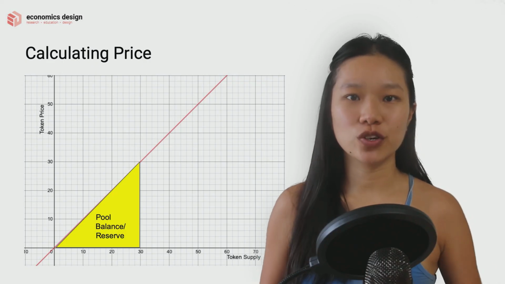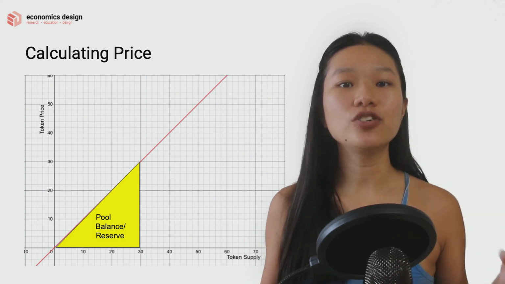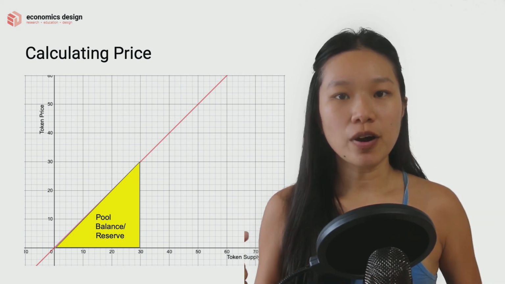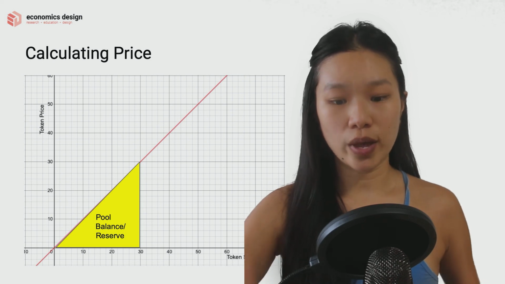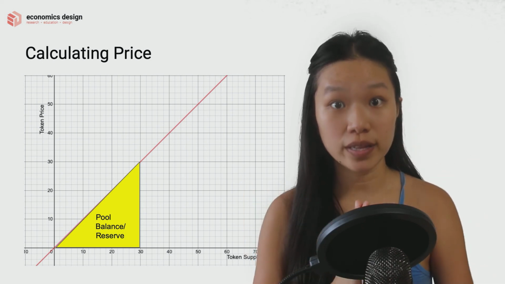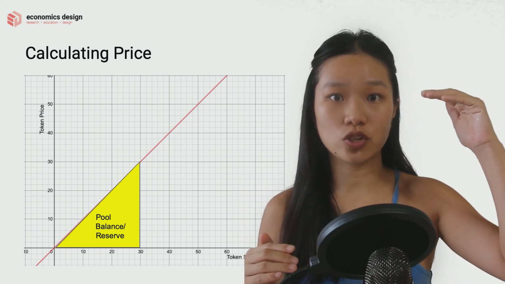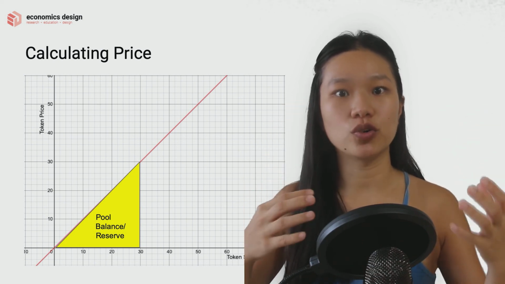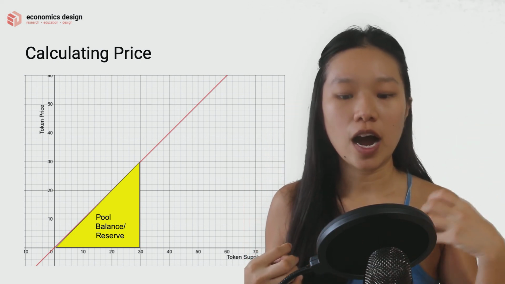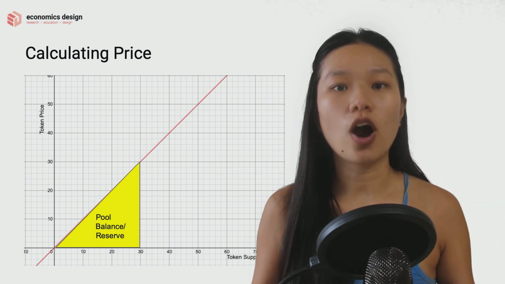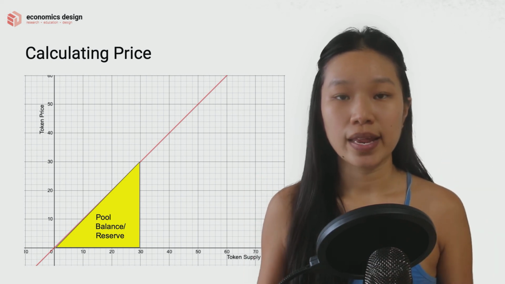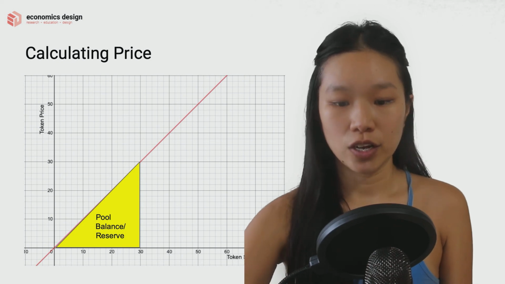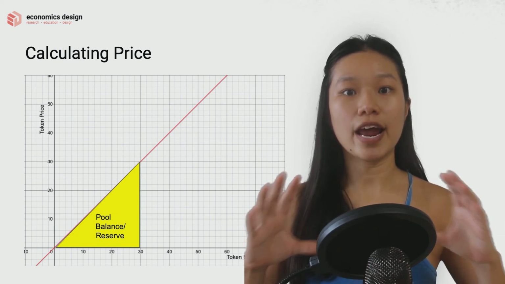Before I end, I just want to end with the last point. How do you calculate the price? Right now, we have seen how the token supply correlates to the token value, to the price of the token. But how do you calculate how much collaterals you need to put in, or how much collaterals you're taking out? And the way to calculate price is very easy. If you look at the graph, it's just the area under the curve.